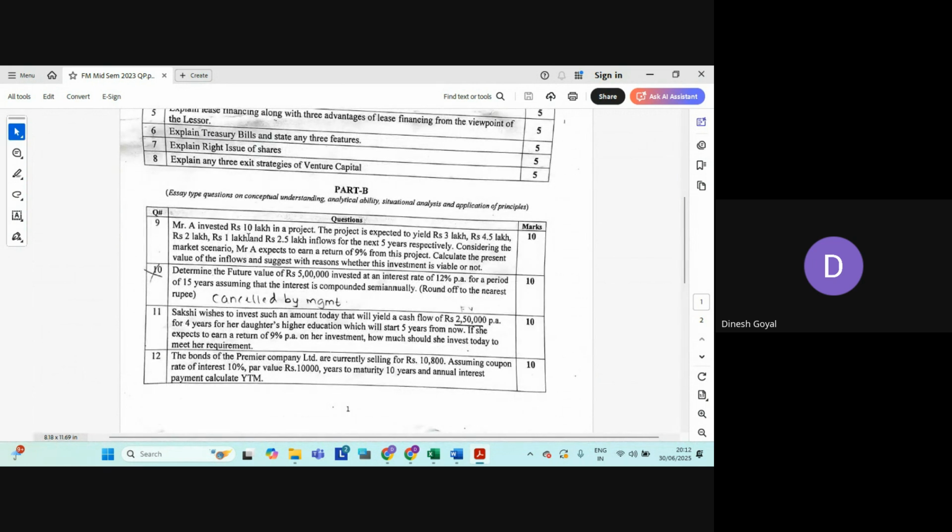So here Mr. A invested 10 lakh in a project. The project is expected to yield 3 lakh, 4.5 lakh, 2 lakh, 1 lakh, 2.5 lakh. And he expects a return of 9%. Calculate the present value and suggest whether this investment is viable or not.